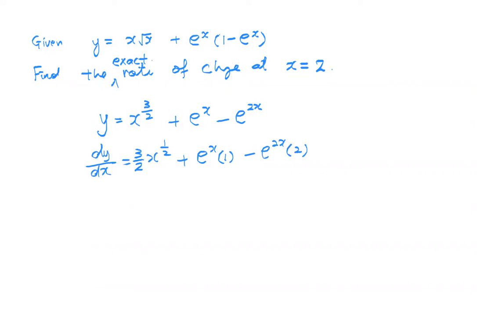You must train yourself until you can be like Miss Do. Say something, write something. Say something else, write another thing. You see, I say exponential rule. You see how my mind works? So now I can substitute x equal to 2. When x equal to 2, my dy dx will be equal to 3 over 2 root 2 plus e squared minus 2e to the power of 4. Done. Settle.